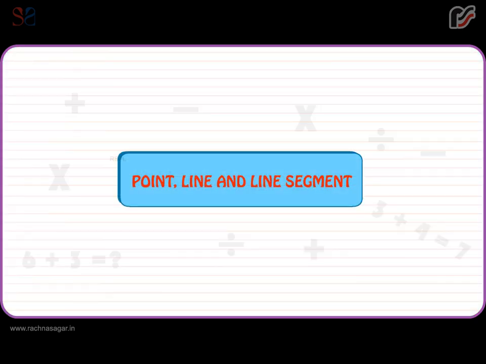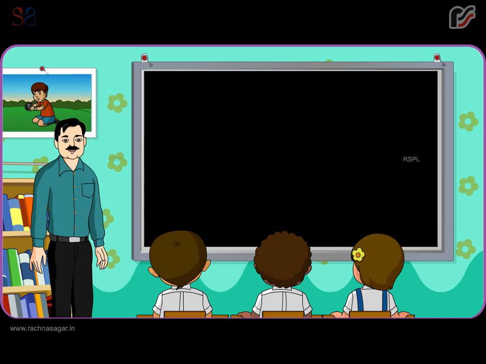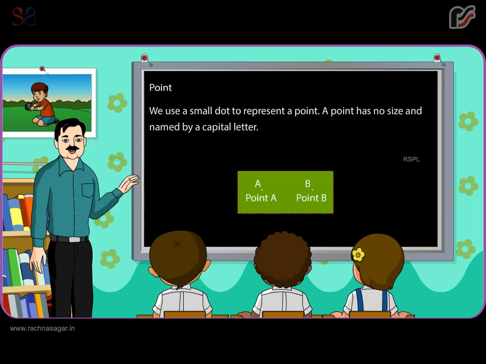Point, line, and line segment. Children, today we will learn about basic points of geometry. Let's learn geometry starting with a point. Point. We use a small dot to represent a point. A point has no size and is named by a capital letter. The points shown here are point A and point B.